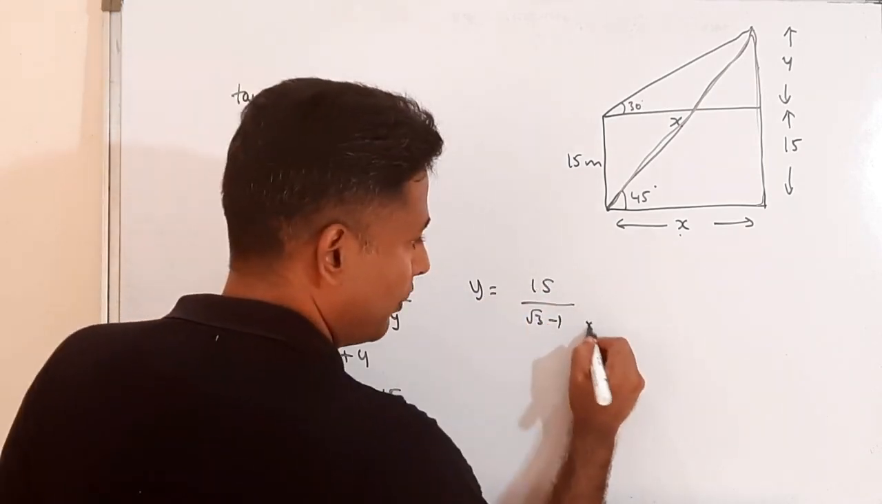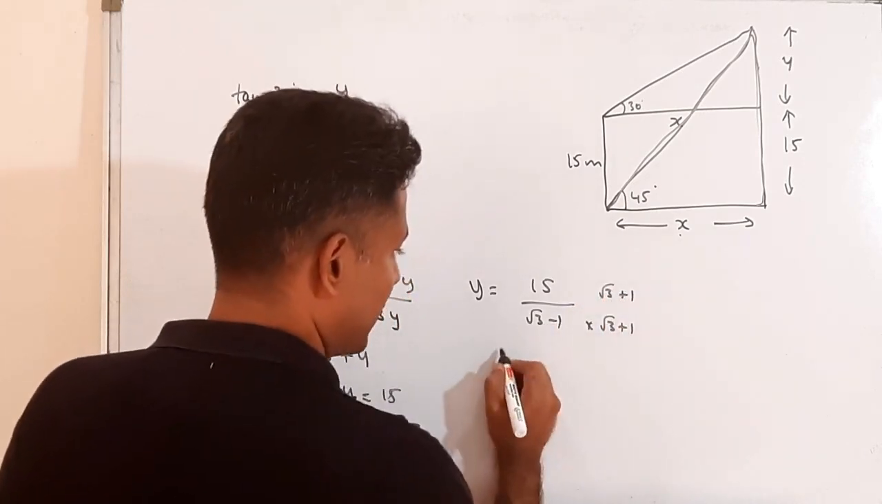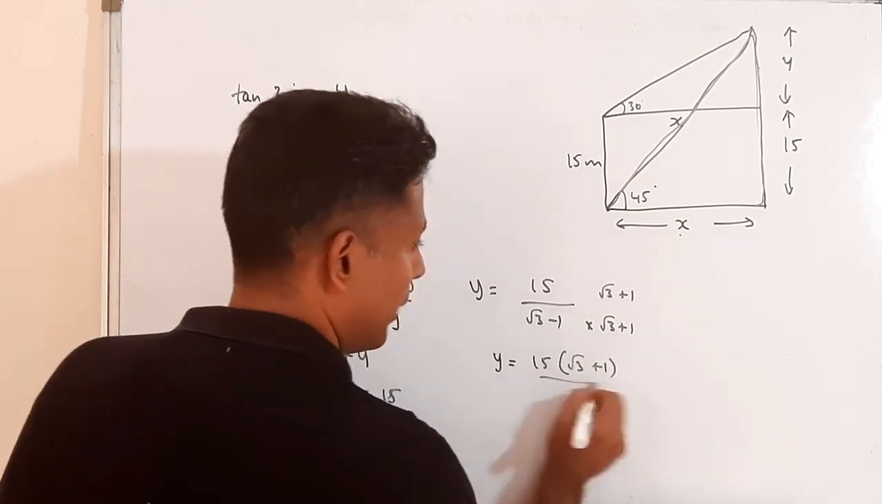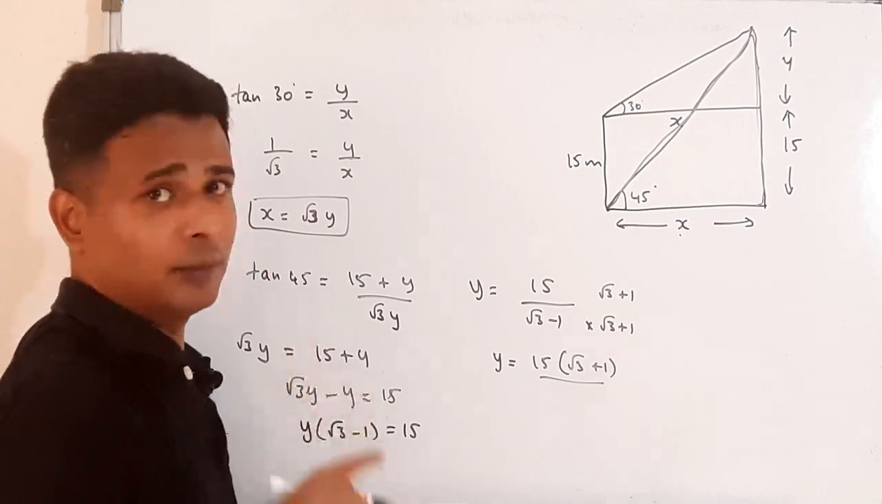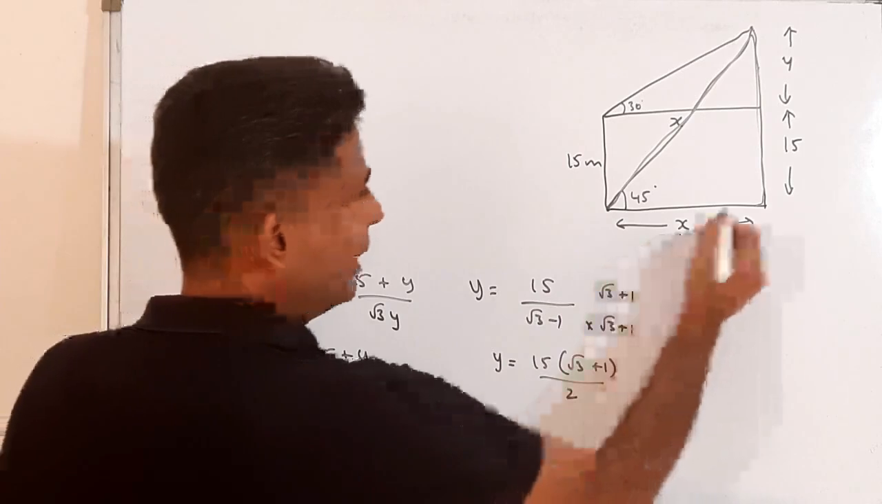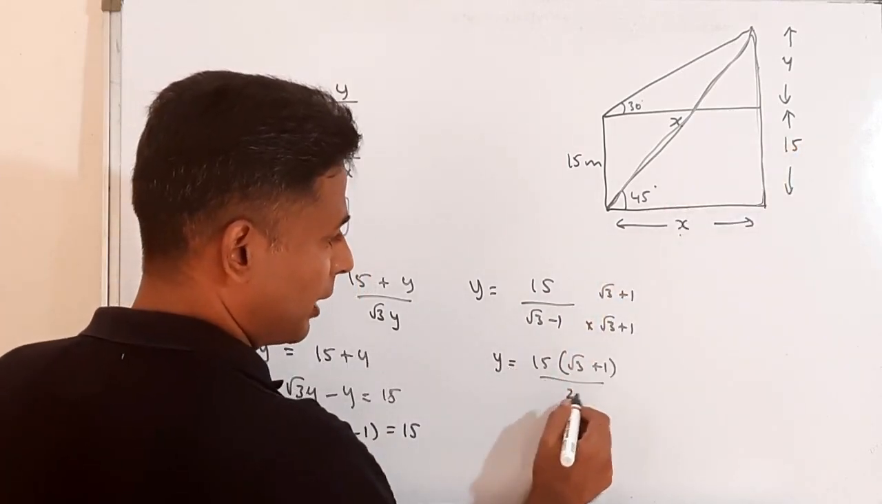So rationalizing the denominator, into root 3 plus 1, and here also into root 3 plus 1. So we get y equal to 15 into root 3 plus 1 by a square minus b square, root 3 square minus 1 square. Root 3 square is 3, minus 1 square is 1. So 3 minus 1, 2. So what do we get y as? 15 into root 3 plus 1 by 2.